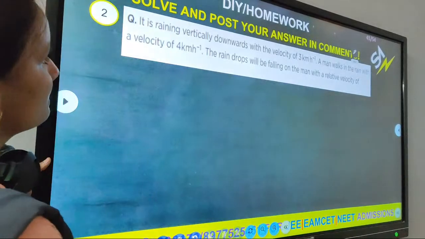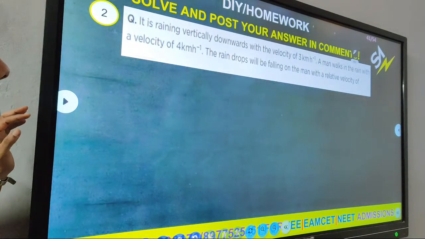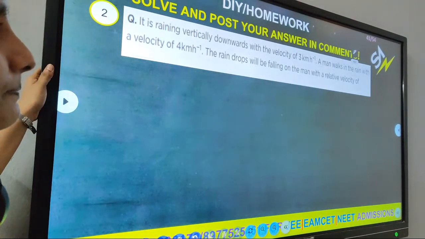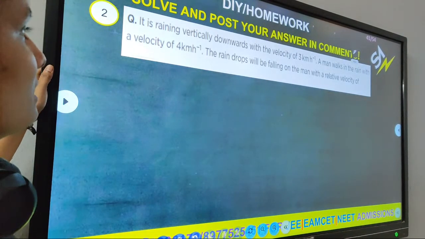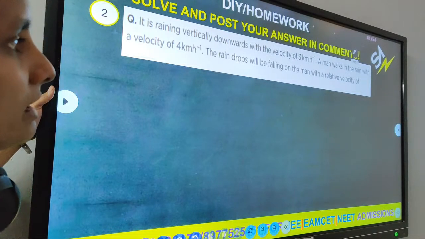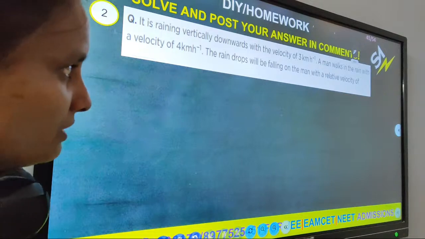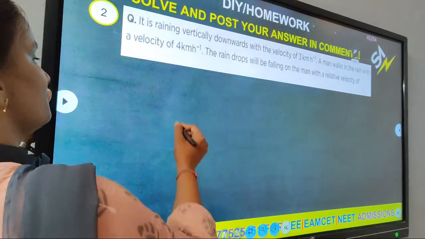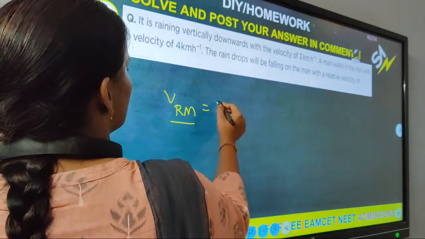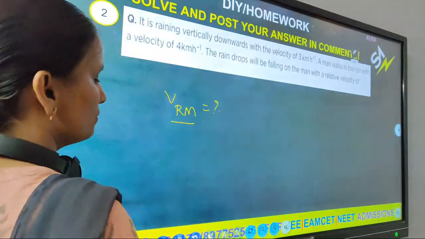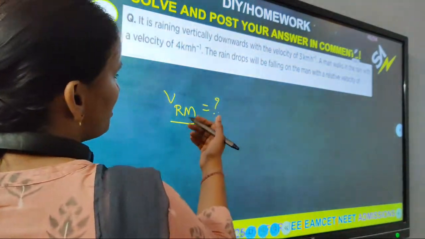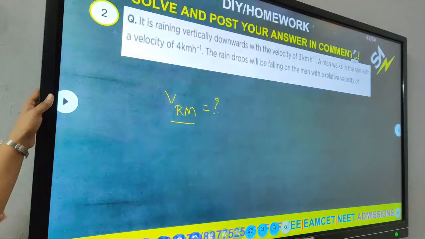And one more question, it is also about case 1 only. It is raining vertically downwards with a velocity of 3 km per hour. A man walks in the rain with a velocity of 4 km per hour. Raindrops will be falling on the man with a relative velocity of. So you have to find the velocity of rain with respect to the man. So it is also case 1 only. Use that result about case 1 and solve these questions.